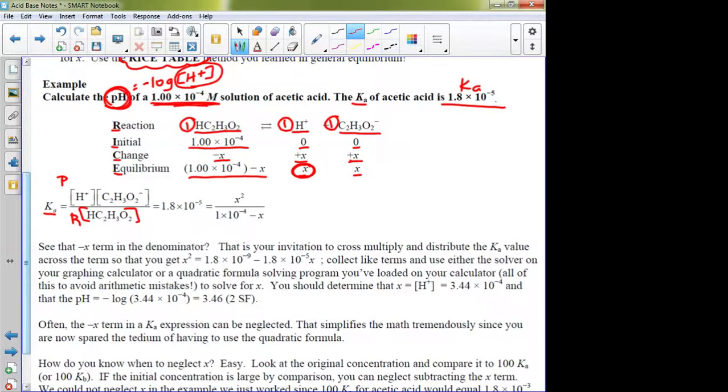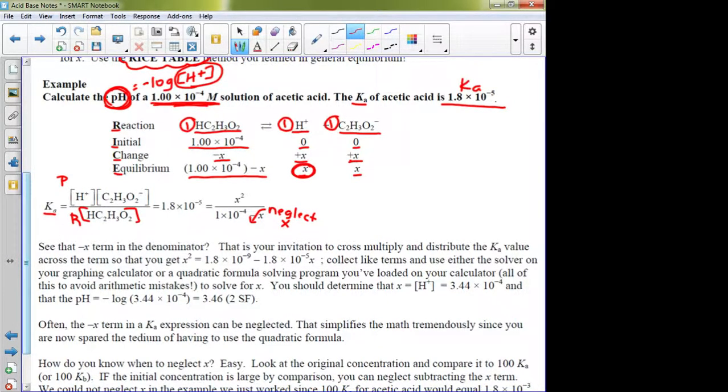Now, if this was on an AP test, I would automatically know, do they expect me to have to use the quadratic formula? No. So what would I do to this x in the denominator? You neglect it. I neglect it. Now, if it was just x up here and not x squared, would I neglect it? No, because I could easily solve for that. But because it's x squared and it would make me use the quadratic, I know I can neglect that x at the bottom.